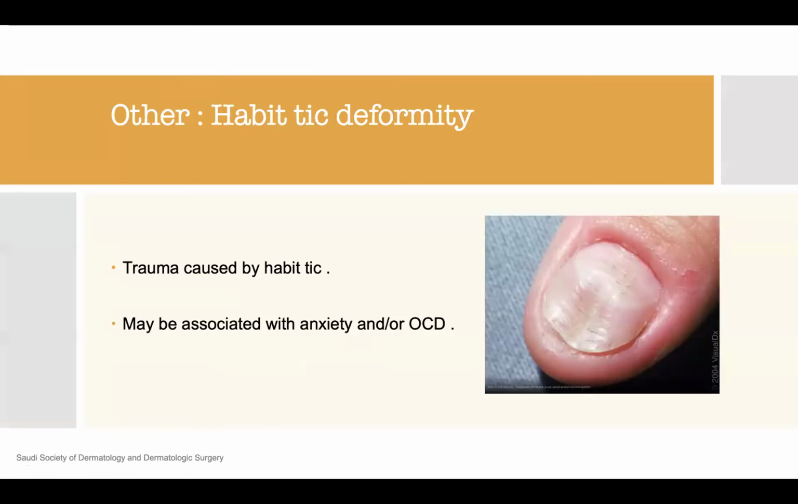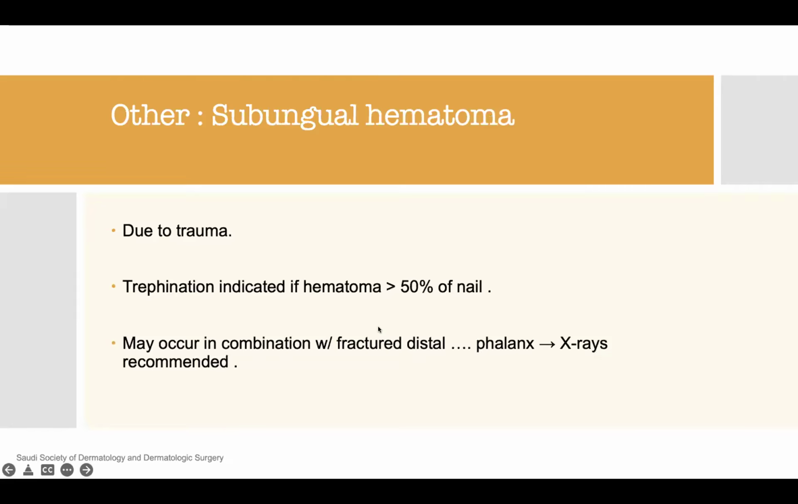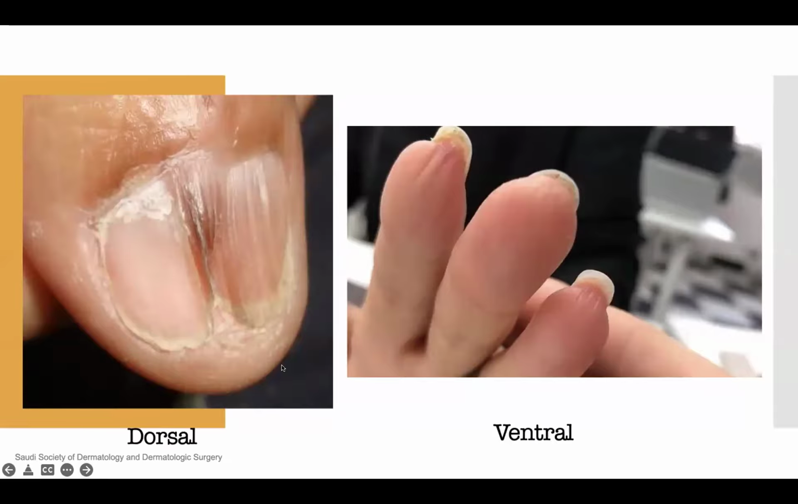Okay, this is also known as habit tic deformity, usually related to those who use nail biting, associated with an anxiety disorder or OCD. And it's reversible, but sometimes it takes a long time until it is reversed. This is the subungual hematoma, as you can see here, most commonly related to trauma. Trephination of the nail is needed if it was more than 50%. And if it was associated with a fractured distal phalanx, X-ray should be recommended.